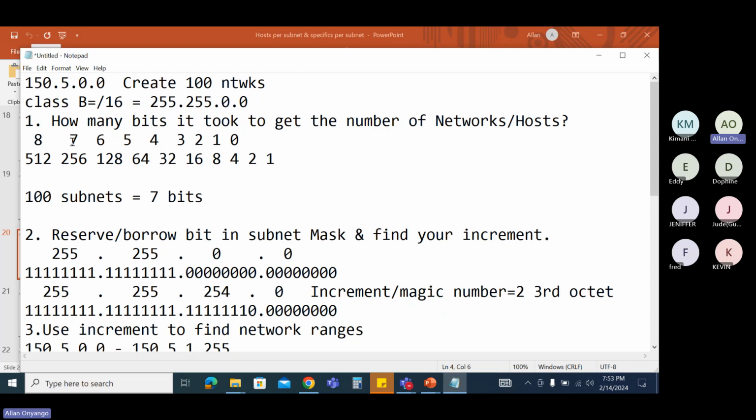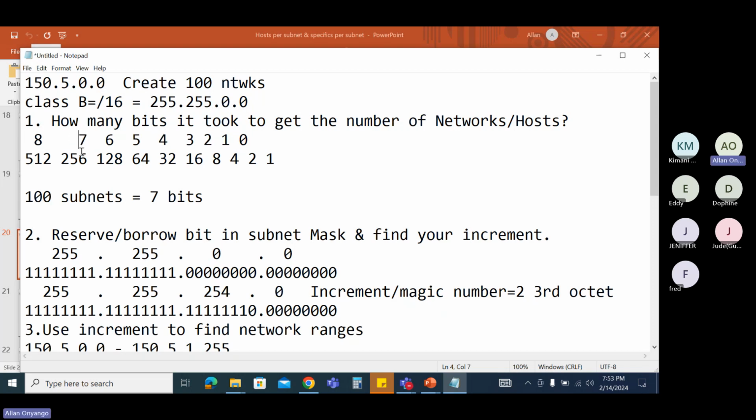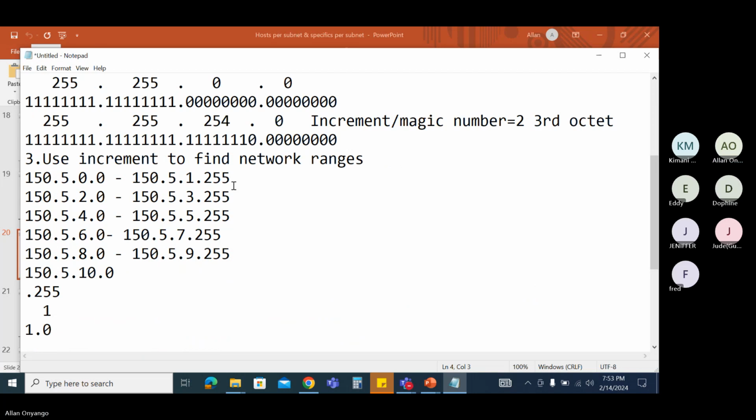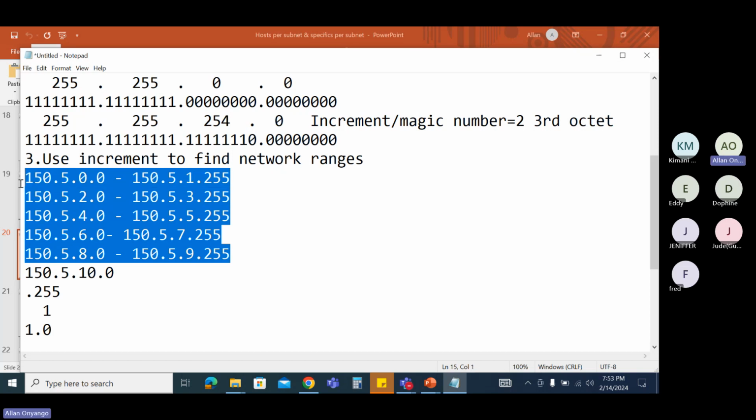Now, check this out. There's a problem here. This 8 is supposed to be here, and this is supposed to be 9. So 2 power 9 is 512. Okay? 2 power n minus 2. 2 power 9 is 512 minus 2, which is 510. So each of these networks has 510 hosts. You use the number of zeros on the new subnet mask. These are the network ranges, but we call them host IPs. The IP addresses are the host addresses. So each of these networks has 510 hosts, or host IP addresses.